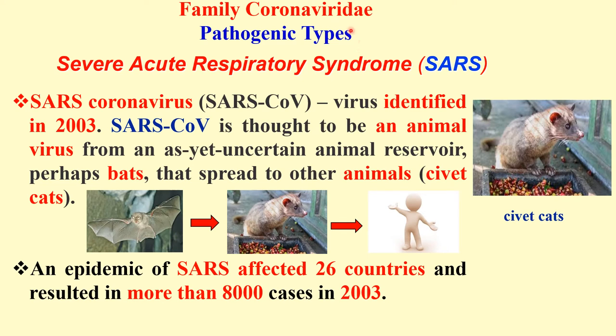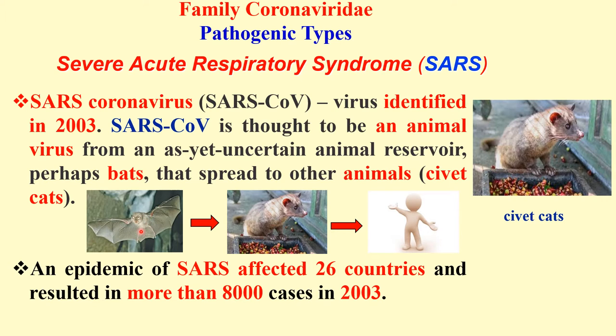Now we are going to talk about pathogenic types of the family coronaviridae. The first pathogenic type and member of the family coronaviridae is the severe acute respiratory syndrome virus, or the SARS virus. The SARS coronavirus, abbreviated SARS-CoV, was first identified in the year 2003. At the beginning, it was thought to be an animal virus, and scientists are uncertain regarding the animal reservoir for the SARS virus. However, they thought it is the bat.